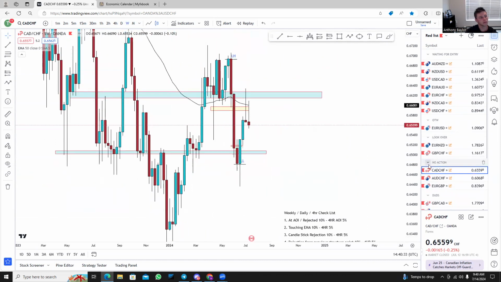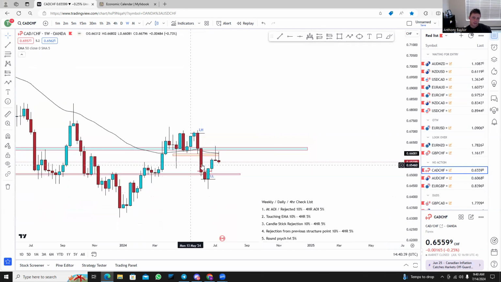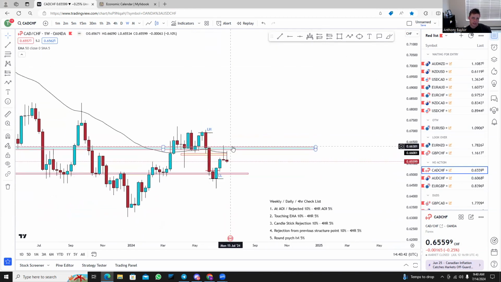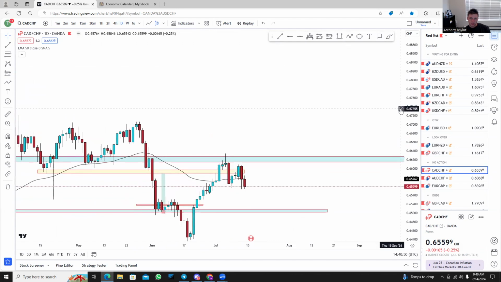Weekly. Let's see here on this CAD CHF. This one's kind of a no man's land. It did retest this weekly. It did head and shoulders formation right here. It did retest the neckline. Already on its way down. You could still potentially catch this off the daily.